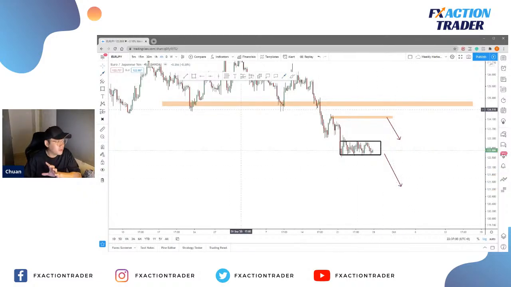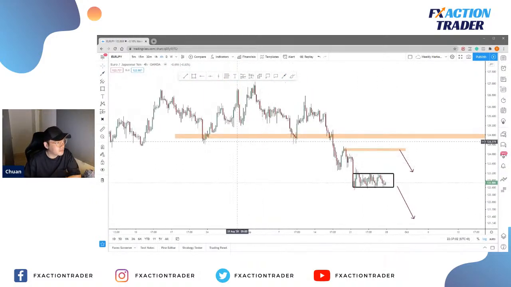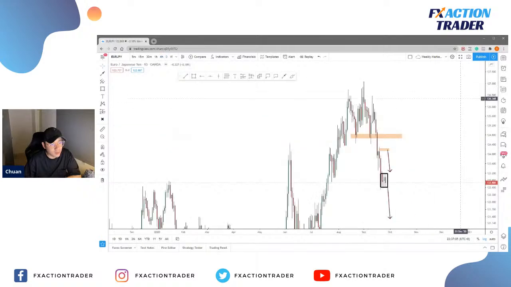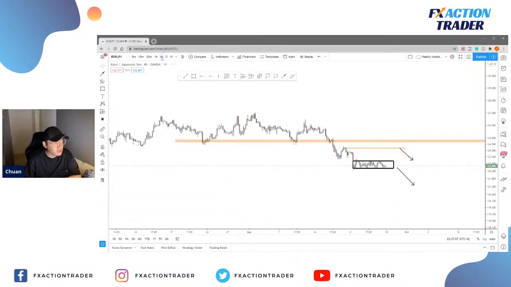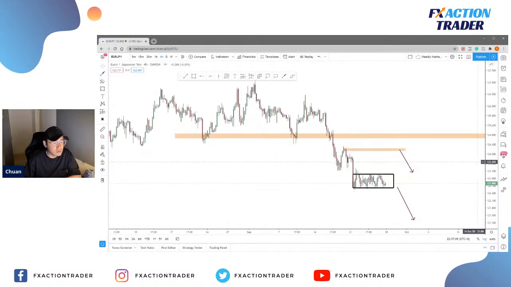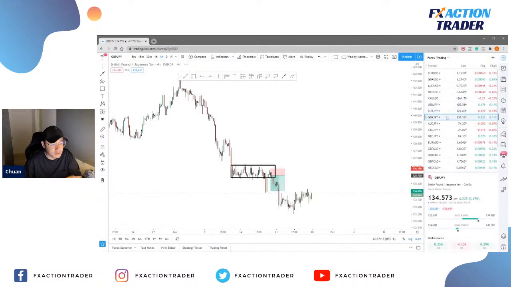Do not go for a buy trade because we don't have any buy confirmation here. No matter whether you are on a daily chart or on an H4 chart, there is still no buy confirmation. Very straightforward, very simple.